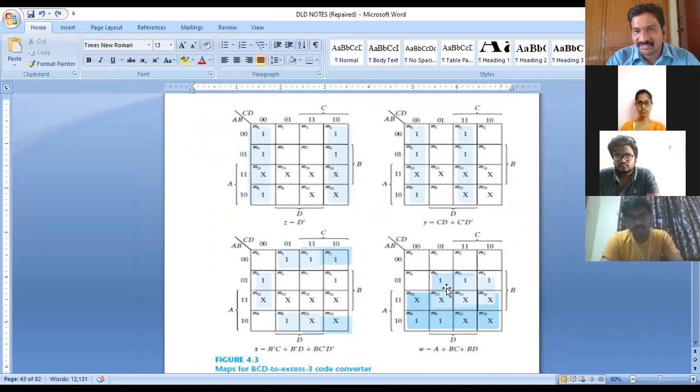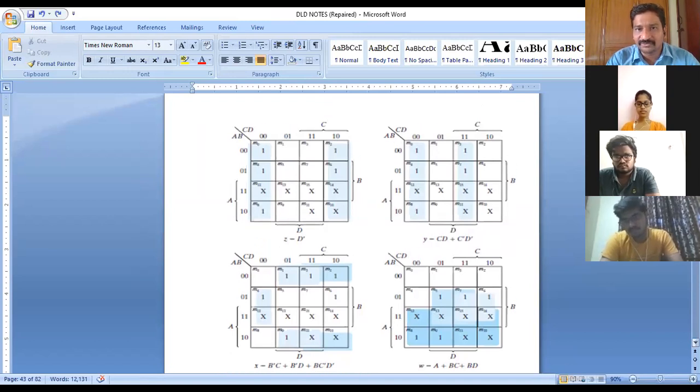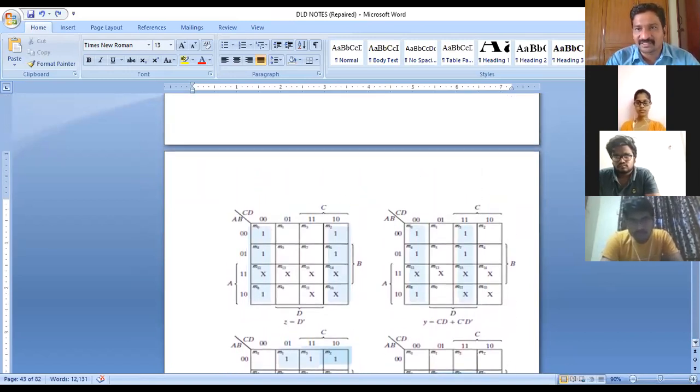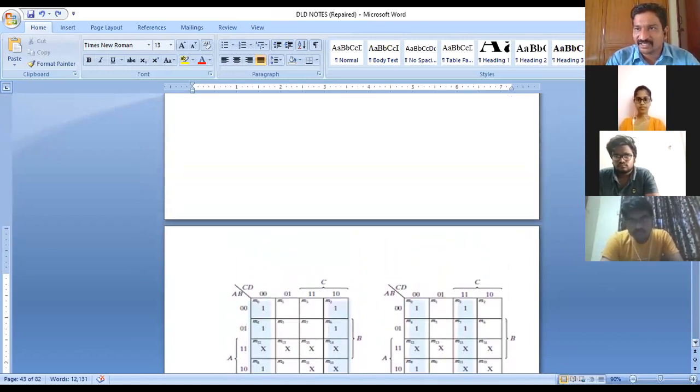This is the truth table we discussed above. This is the W truth table. How many inputs are there for W? There are 4 inputs, A, B, C and D. So 2 power 4 gives 16 possible combinations. I will discuss only W, not all of them.